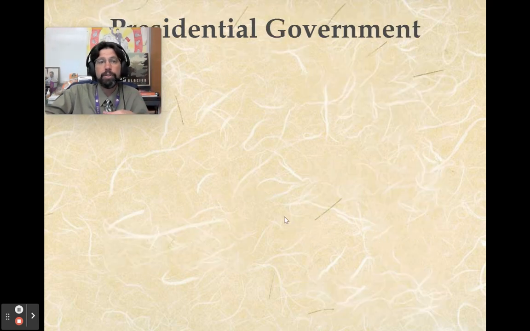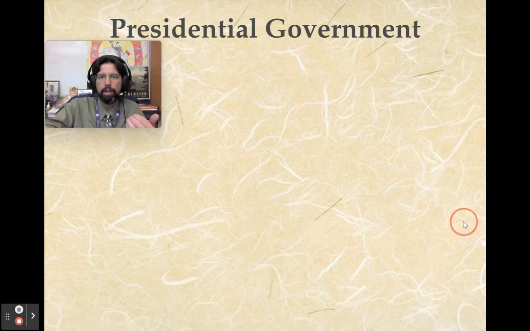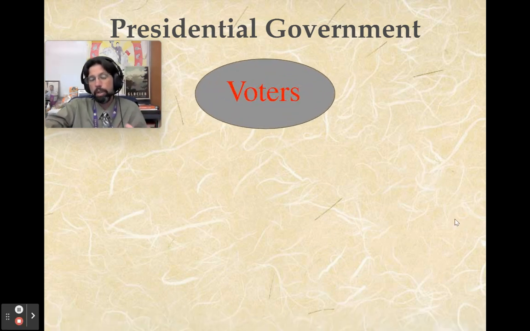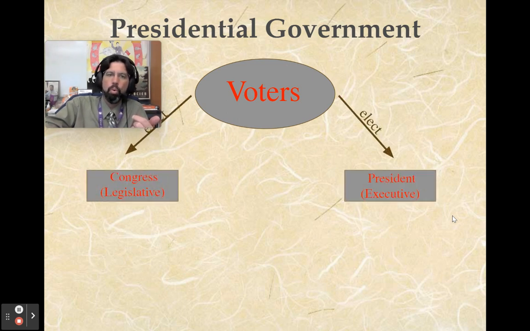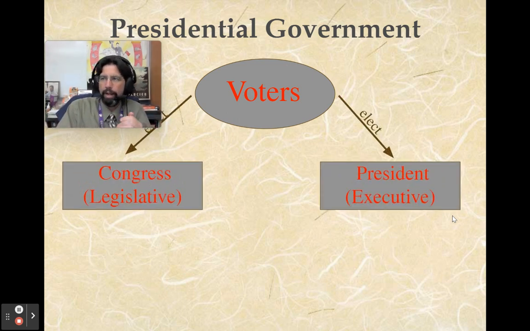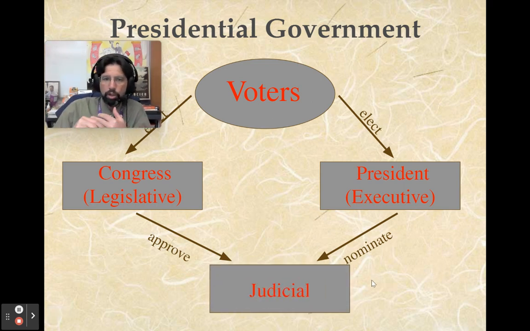Now, in the United States, we have something known as a presidential system of government. So we have the voters here, but the voters conduct two separate elections. One is to elect your legislative branch, that's the Congress. And number two is they elect the president, the executive branch. And then the two have to come to an agreement. The president nominates, and then the Congress approves nominees to the judicial branch. That's the Supreme Court.